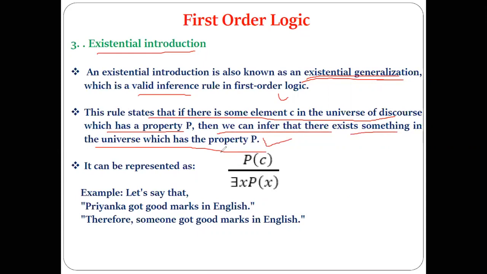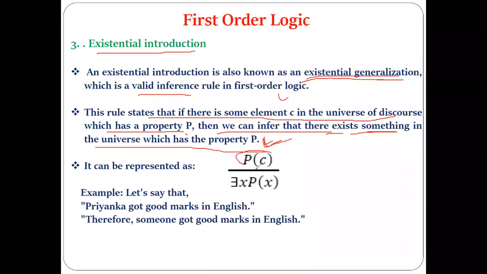What if there is some element, in the sense of what? A single element. Yes or no? Yes, sir. In the universe of discourse which has a property P, then from that we can infer there exists something in the universe which has the property P. Means, like C, there can be more things in the world which have the property P. Is this the meaning it is representing? Yes or no? Yes, sir.